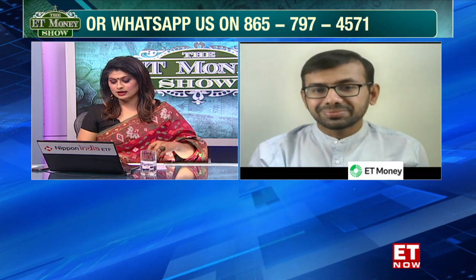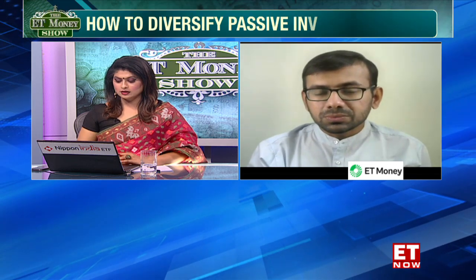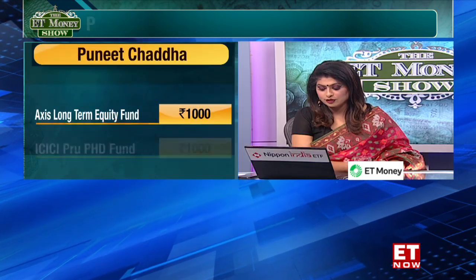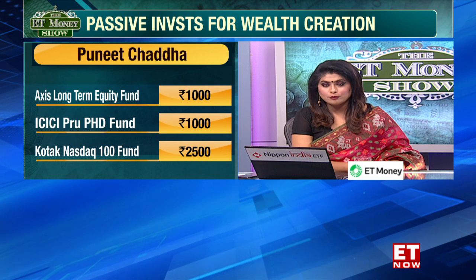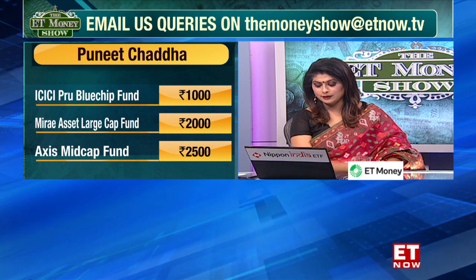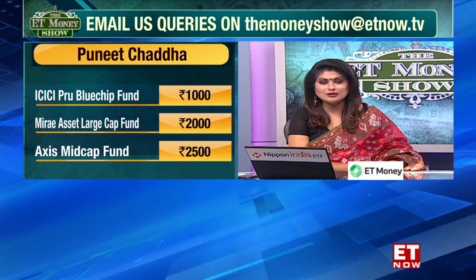But we have a few questions also asked by our viewers, Aditya. The first question comes from Punit Chadda, and I'll just tell you the funds that he has in his portfolio. He has Axis Long Term Equity, ICICI Pru PhD Fund. He has Kotak Nasdaq 100 Fund and SIP of 1,000, 2,500 each. Also, he has ICICI Pru Blue Chip Fund, Mirae Asset Large Cap Fund, and Axis Mid Cap. Now here he's investing 1,000 in ICICI Blue Chip, Axis Mid Cap 1,000, and Mirae Asset Large Cap he's investing 2,000 rupees per month through SIP.